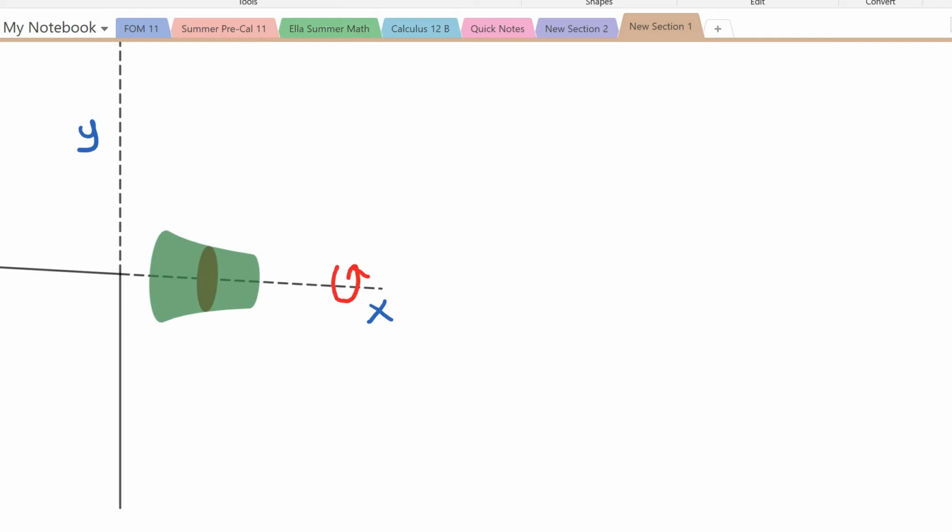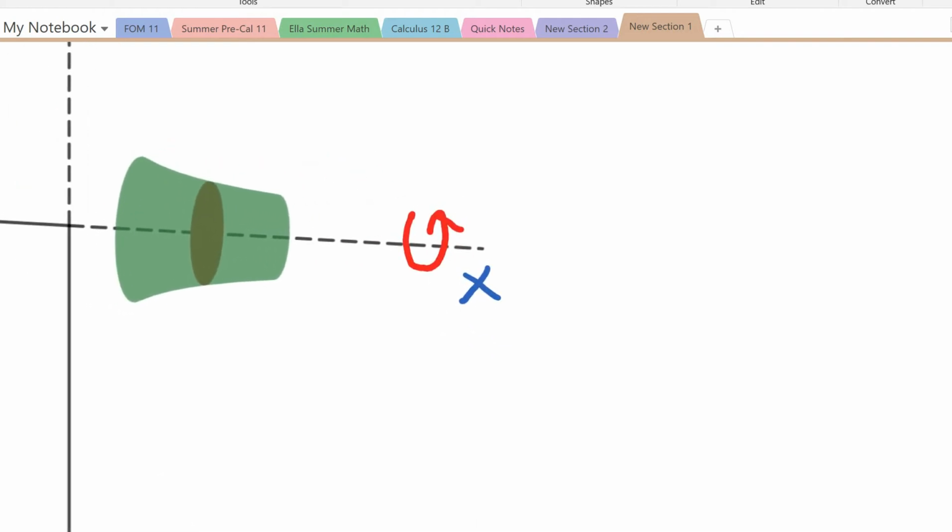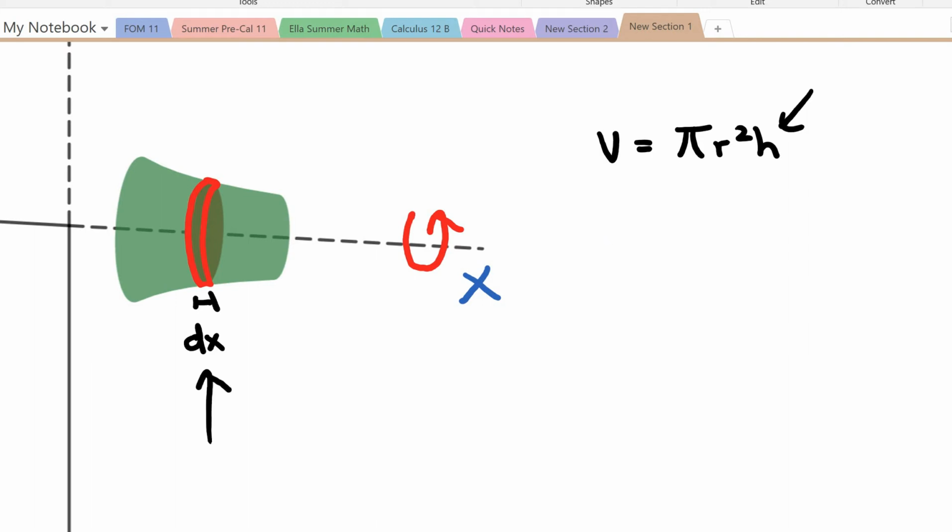Let's take a look at this disk that's already pre-drawn into the problem here. This is my disk right here, and this height right here is going to be dx. It's the difference in x values. So if I write the volume of one cylinder, that's pi r squared h, and my h is now going to be dx. So let's update my volume formula. The volume is going to be pi r squared times dx.